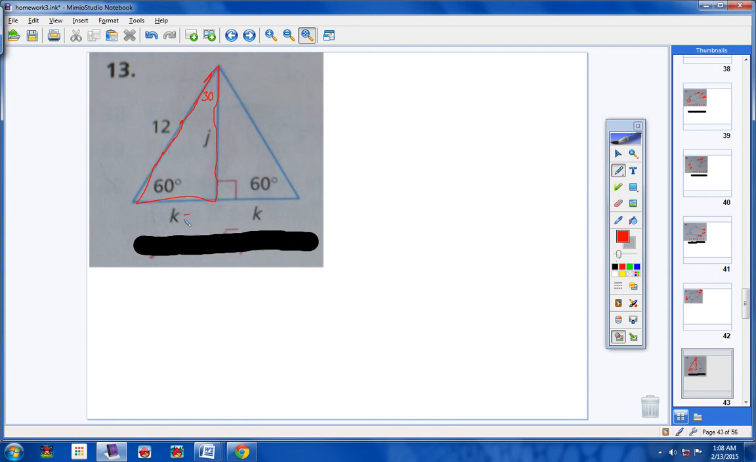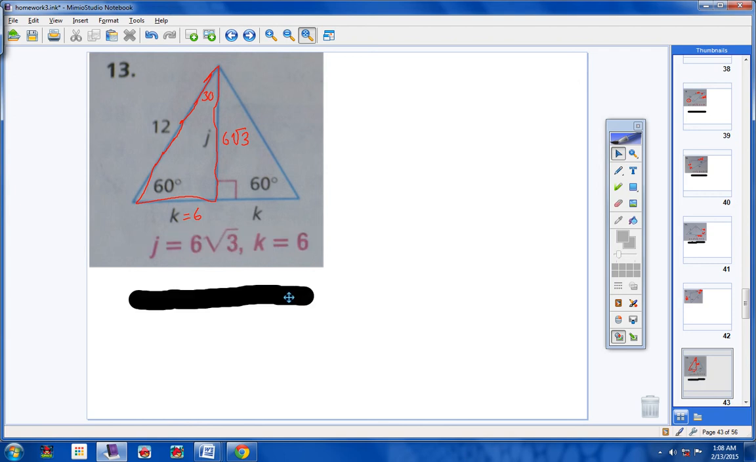K is my shorter leg, so K will be 6, half of the hypotenuse. Now my longer leg, J, you always take the shorter leg and multiply it by the square root of 3. So J is going to be 6 square root of 3. And there it is. Okay?